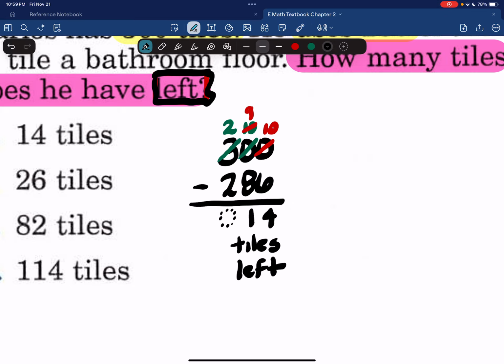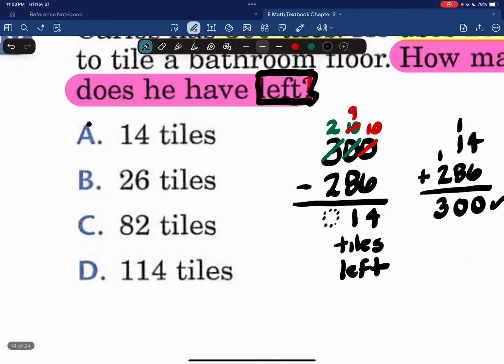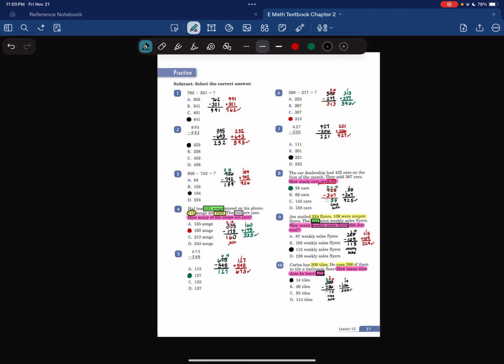But let's check. I'm going to take my answer plus the middle number, line it up carefully, and add. And there's the 300 he started with, so I know my answer's correct. He has 14 tiles left over.